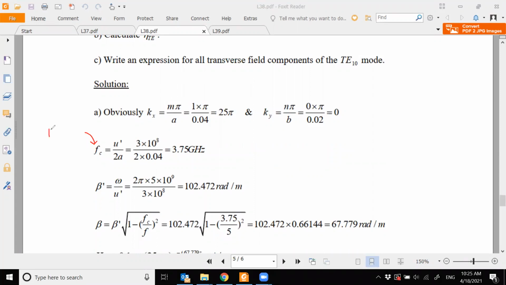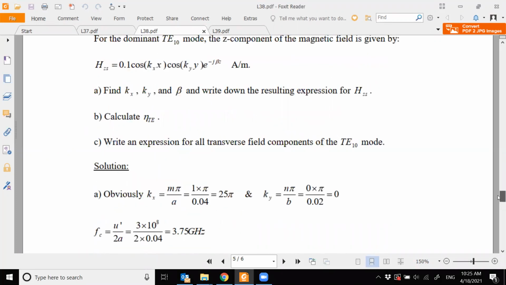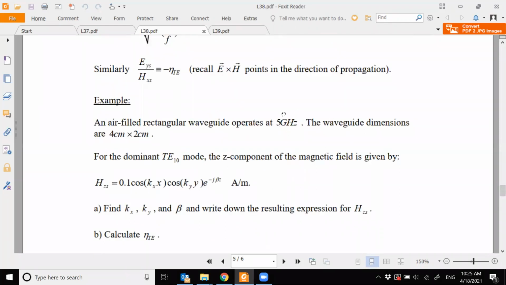Because it's a fundamental mode or it's a dominant mode. So therefore, we can directly use this expression, because this is the expression, if you remember, guys, we derived for the dominant mode. So we use this, and this is our cutoff frequency, 3.75 gigahertz. And if you see now, our operating frequency is what?